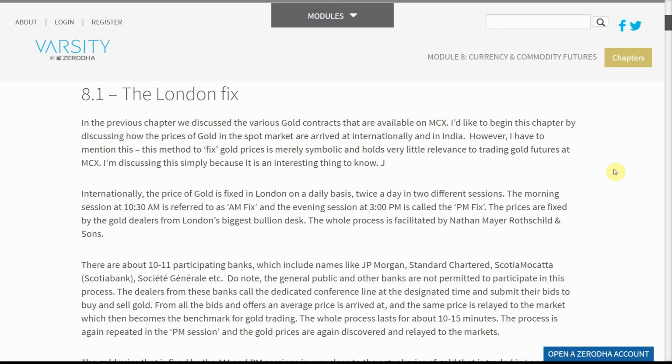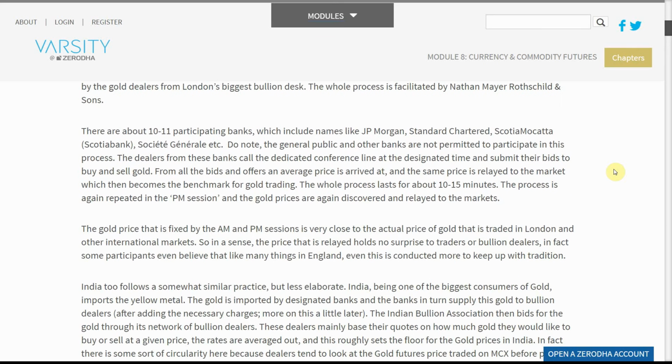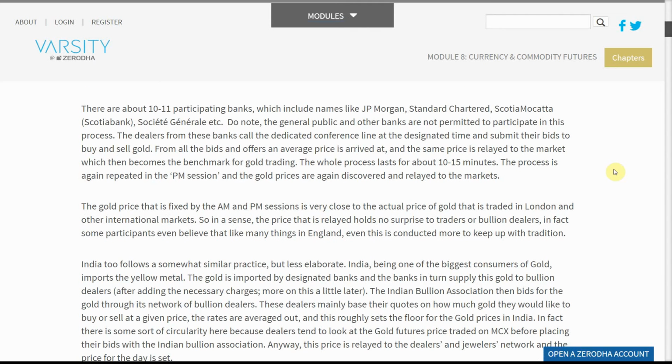The dealers from these banks call the dedicated conference line at the designated time and submit their bids to buy and sell gold. From all the bids and offers, an average price is arrived at, and the same price is relayed to the market, which then becomes the benchmark for gold trading. The whole process lasts for about 10 to 15 minutes. The process is again repeated in the PM session, and the gold prices are again discovered and relayed to the markets. The gold price that is fixed by the AM and PM sessions is very close to the actual price of gold that is traded in London and other international markets.